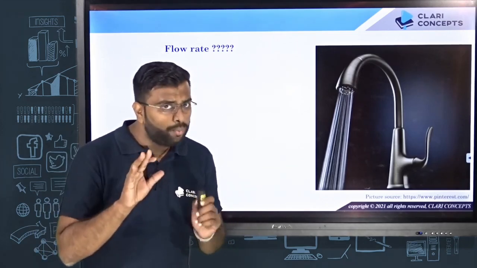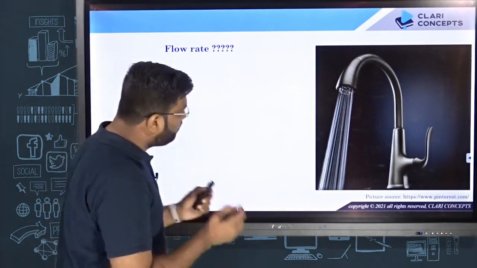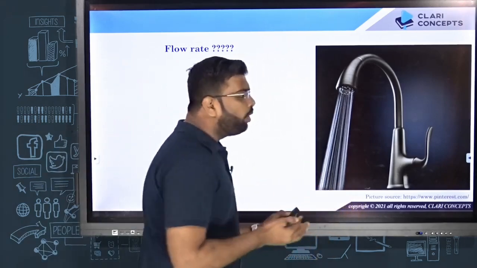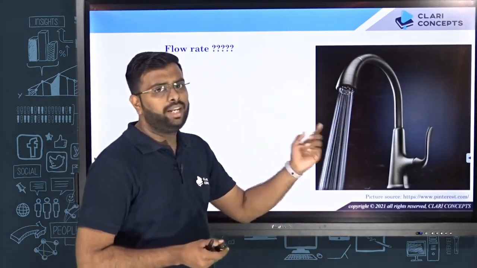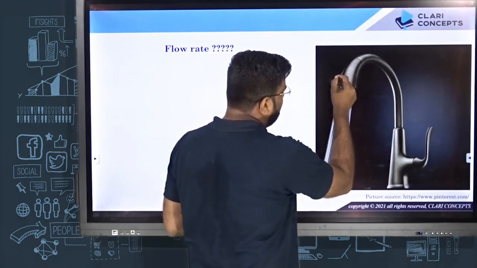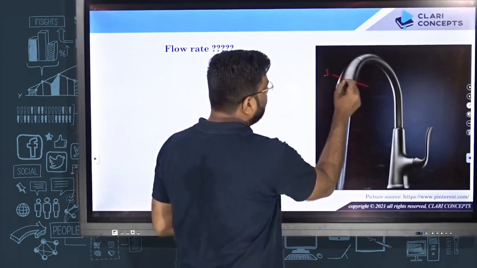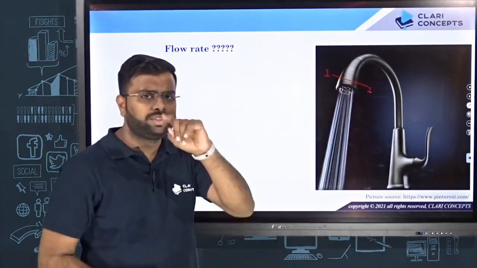Now first, I hope you are aware of the meaning of flow rate. What do you mean by flow rate? Flow rate means how much water is coming out through this particular tap in 1 second. Again, I am repeating: from any section, let's say this is section 1-1, how much water is crossing this section in 1 second?